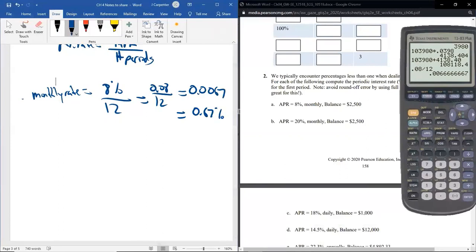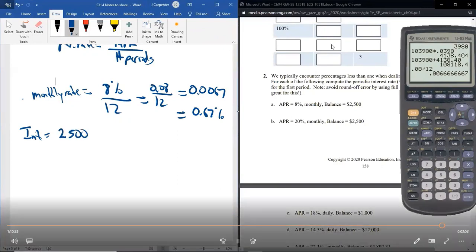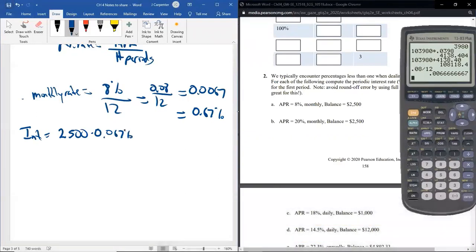So an annual rate of 8%, so paying down a loan 8% over a year is very similar to paying 0.67% every month. So there's our monthly rate. So that means that our interest amount will be the periodic rate times the balance. So our balance is $2,500, and we're going to multiply that by our periodic rate of 0.67%, which again is just the 0.0067.